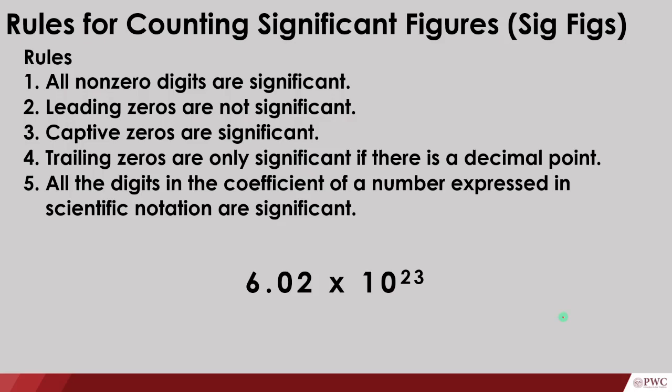And this one we have a scientific notation. Here all the digits in the coefficient, in this case this one is the coefficient, are significant. Here we have three significant figures, three sig figs. So on this notation, there are three significant figures. So these are the rules in counting significant figures.